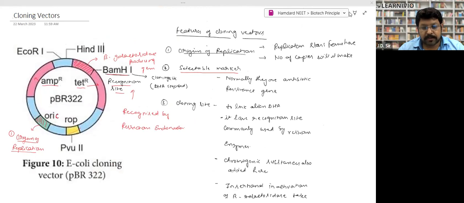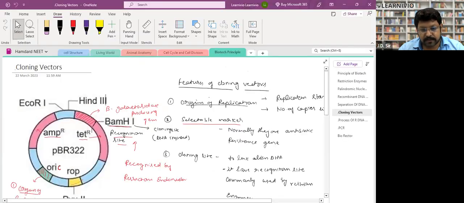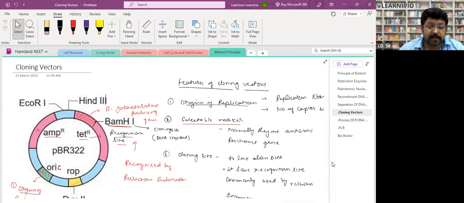So this was the plasmid, and what else is left? The rest we'll discuss. Actually, three topics are left over here: the process of recombinant DNA formation, which is very, very important, and PCR, which is also very important. A number of times they have been asked.